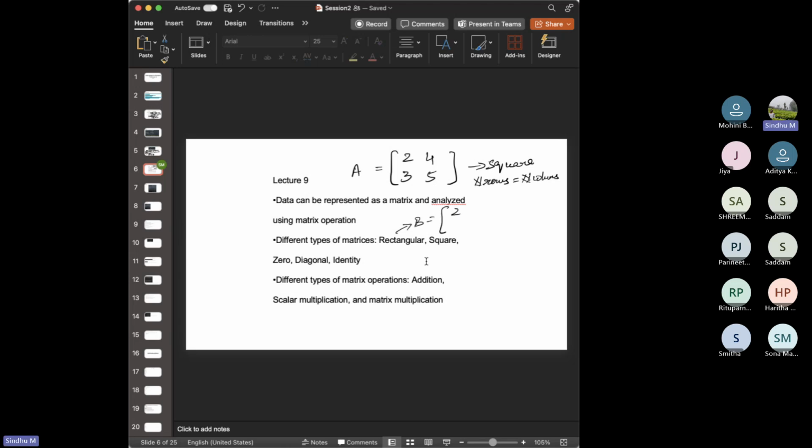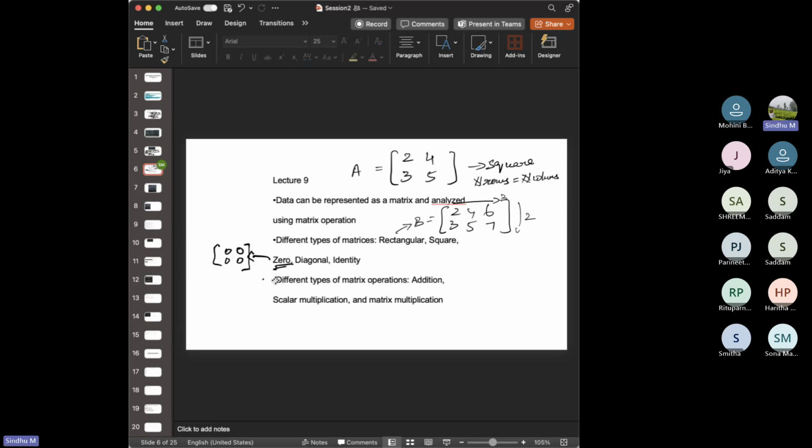So here this is 3 and this is 2. So it's a rectangular matrix. Number of rows and number of columns are not equal. And zero matrix means all the terms are 0, and so on.